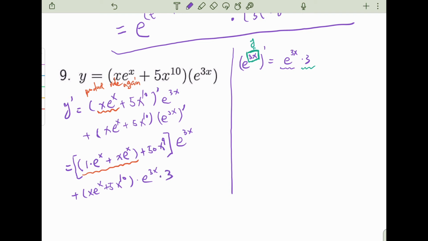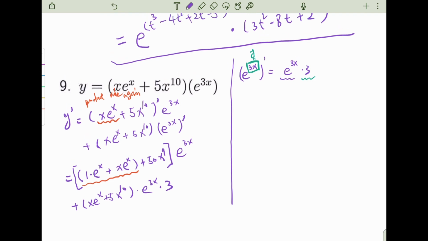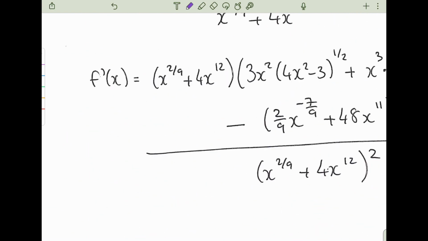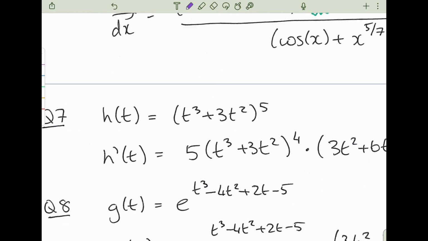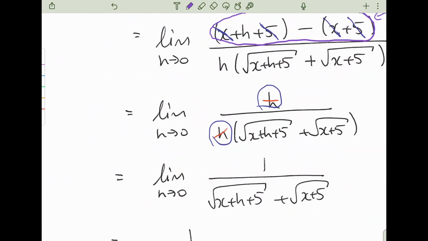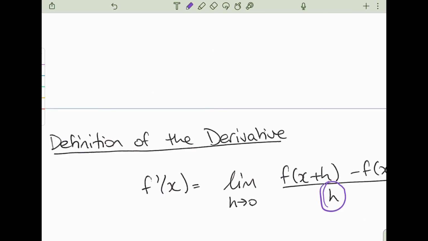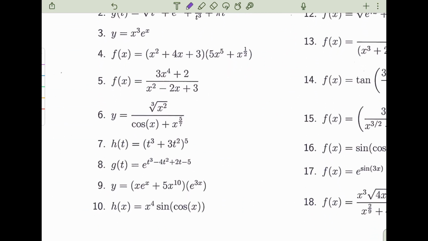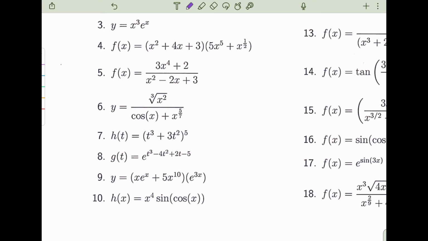Okay, so that is the chain rule and the product rule together. And actually we use the product rule twice inside the product rule. Okay, so a little bit more complicated. And now moving on to the next one. Oh, this guy is interesting. Question 10.